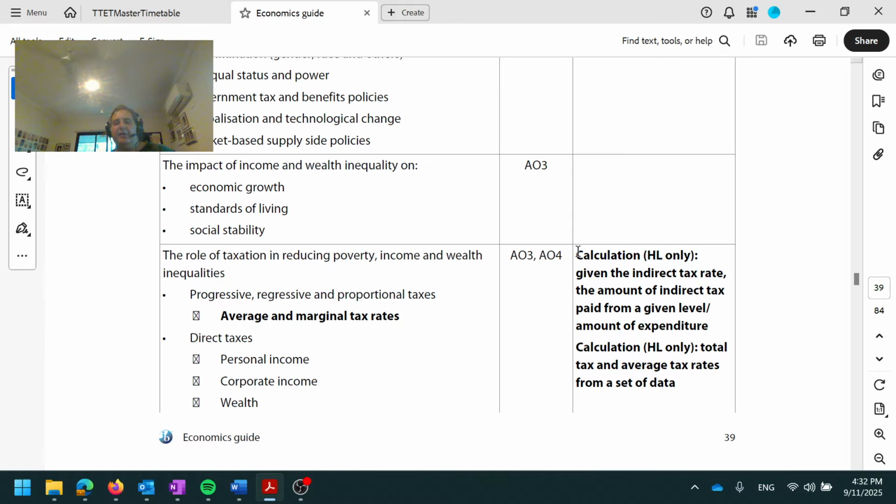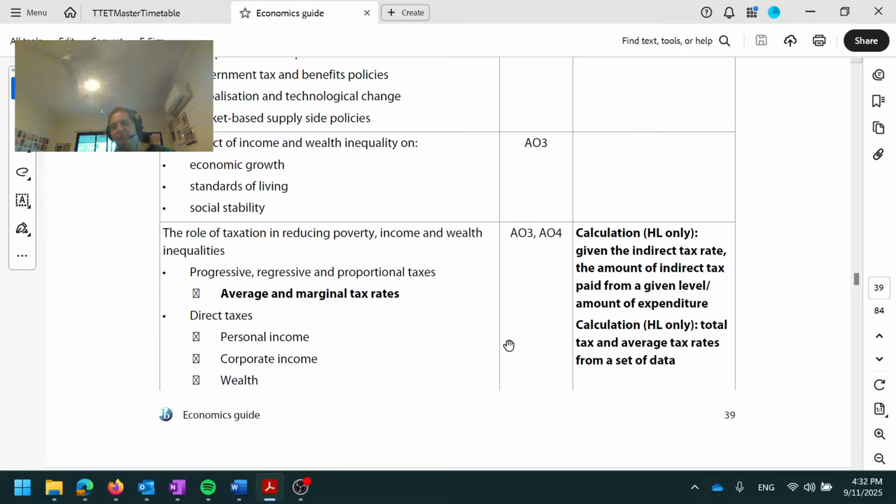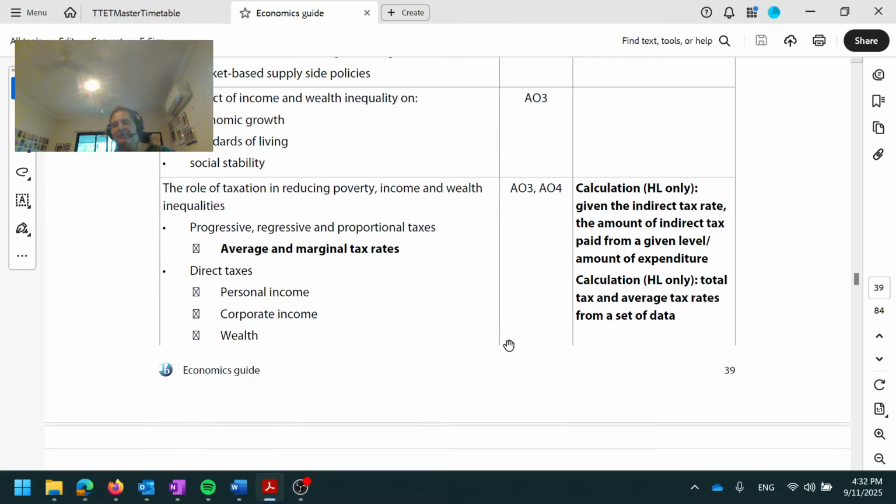Right? I know the difference between average and marginal tax rate. Average tax rate's just T divided by Y. Marginal tax rate is the change in T divided by the change in Y. Okay? And it says they're from a set of data. Yeah, I don't know. I just think you're going to get it.